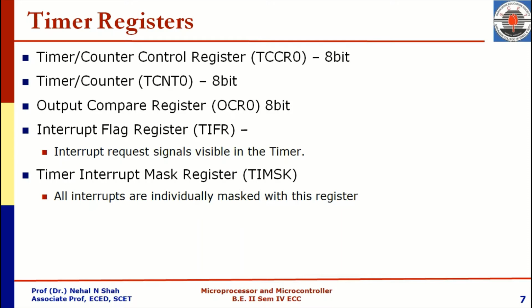The 2 registers, TIFR, the interrupt flag register, and TIMSK, the timer interrupt mask register, are common between all 3 timers. In the TIFR register, interrupt request signals are visible. In the TIMSK register, each timer interrupt can be masked individually.